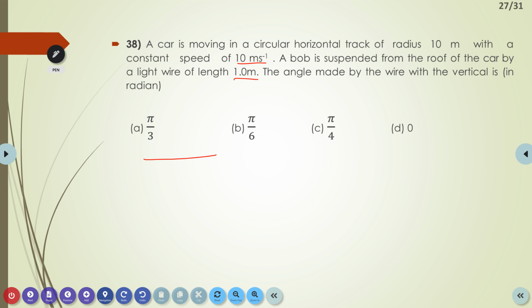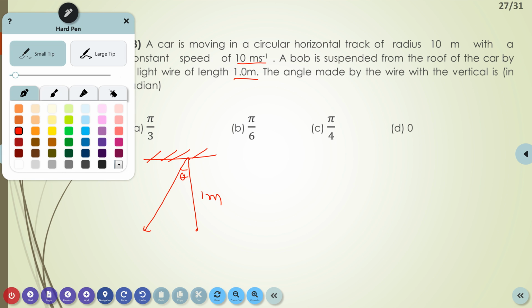Now this is the wire. This length is 1 meter. Okay, this mass is suspended. When the car is moving, it is displaced. This angle, how much is it? This you have to calculate.